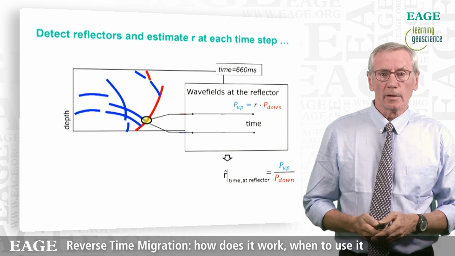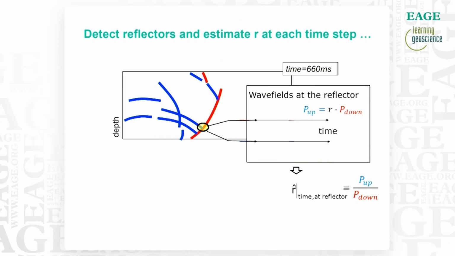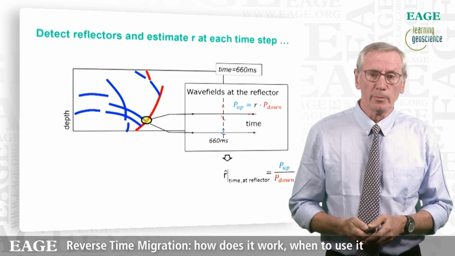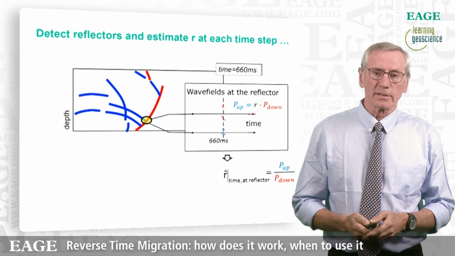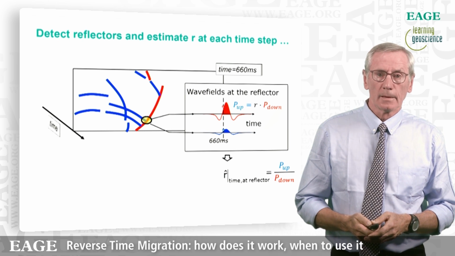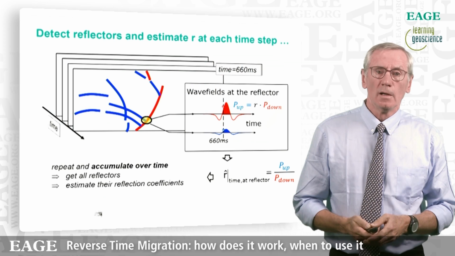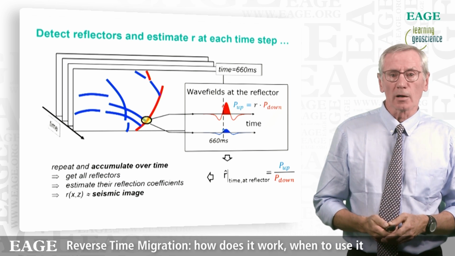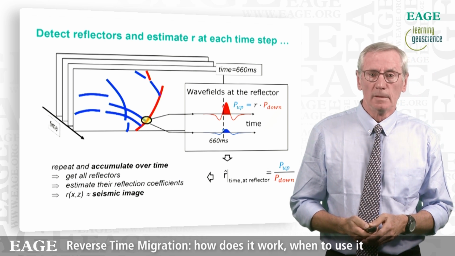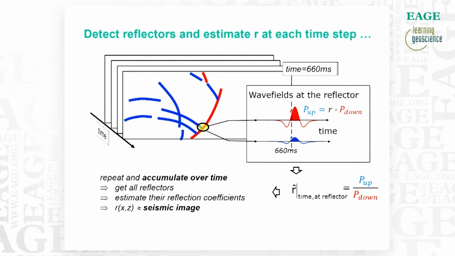Note that if an element of reflector is illuminated, it is for the duration of the passing of the downgoing wave field. And second, that of course other elements of reflectors will be illuminated at other times as the downgoing wave fields propagate. So it makes sense to repeat the process for every single time and accumulate the results to get the reflector coefficients everywhere. And of course, don't forget that the image of R is precisely the seismic image we are looking for. Well, I have no time to discuss amplitudes, phase, illuminations, just to name a few of many issues here.